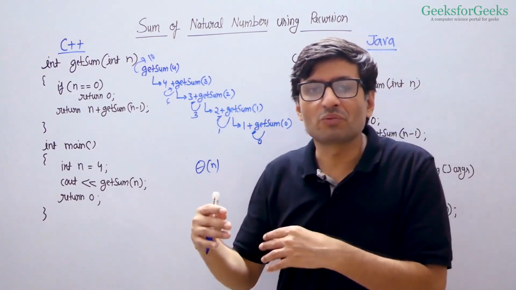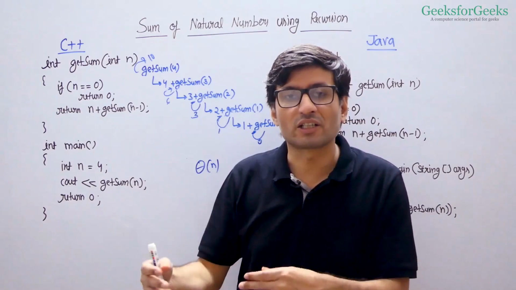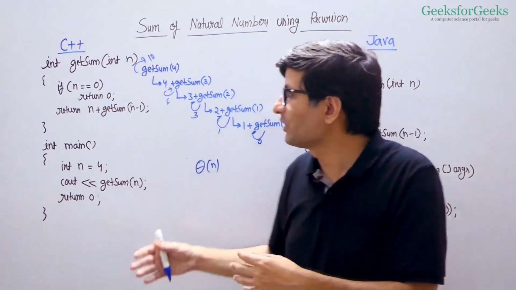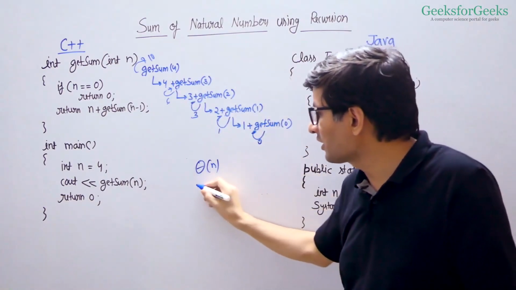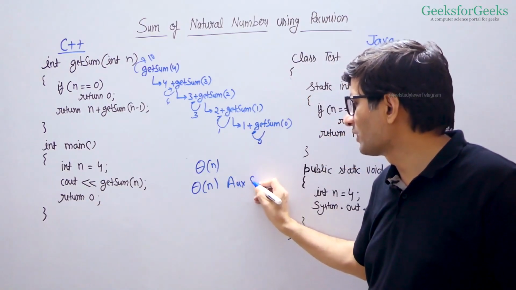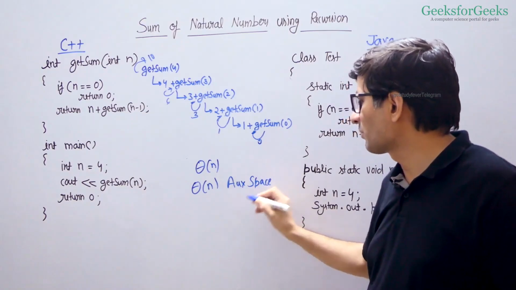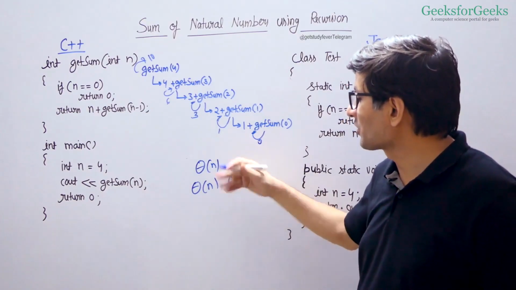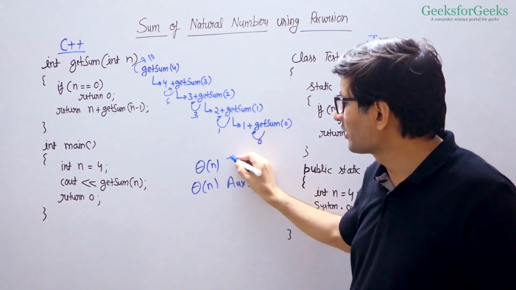So we talk about the worst case. How many function calls are there at most at a moment? So we have n plus 1. So we can say theta n auxiliary space. So this function requires theta n auxiliary space for n plus 1 function calls in the function call stack, and theta n time.